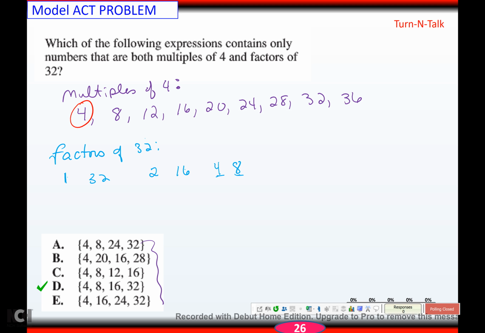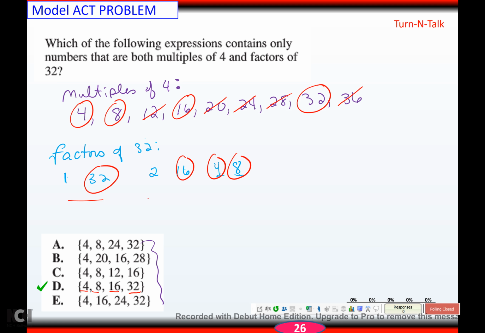Well, they both have a 4. They both have an 8. They do not both have a 12. They both have a 16. They do not both have a 20, or a 24, or a 28, but they both have a 32, and they don't have a 36. So my factors that they match are 4, 8, 16, and 32. Okay?